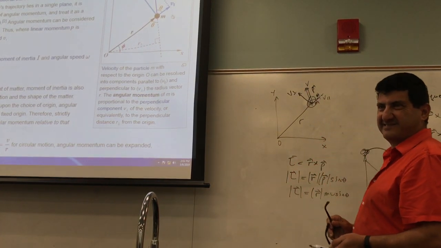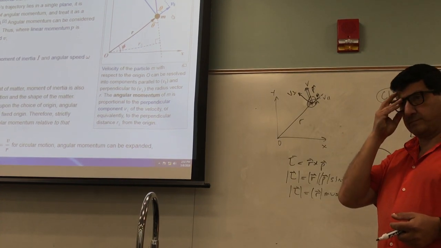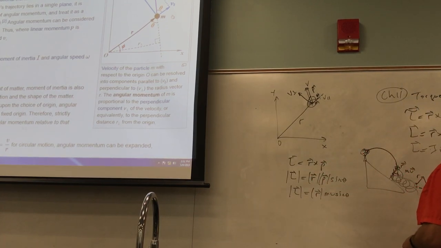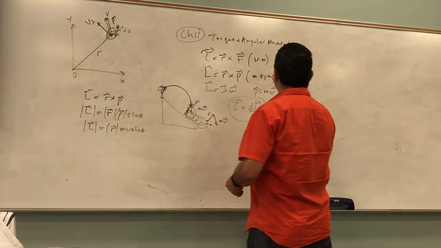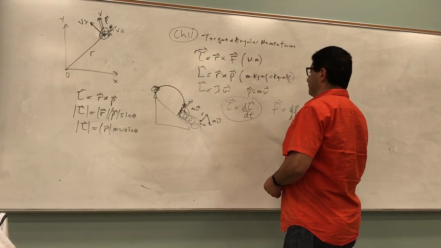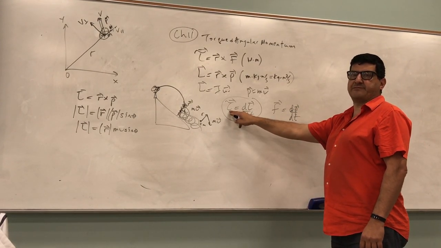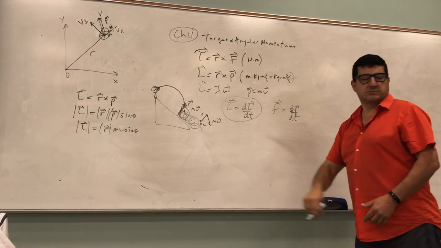So only if torque is zero does angular momentum conserve. Then you have the equation torque is equal to change in angular momentum with respect to time, just like force is equal to change of linear momentum over time. So F is dp/dt, you replace F by torque, and you replace p by L. You see?